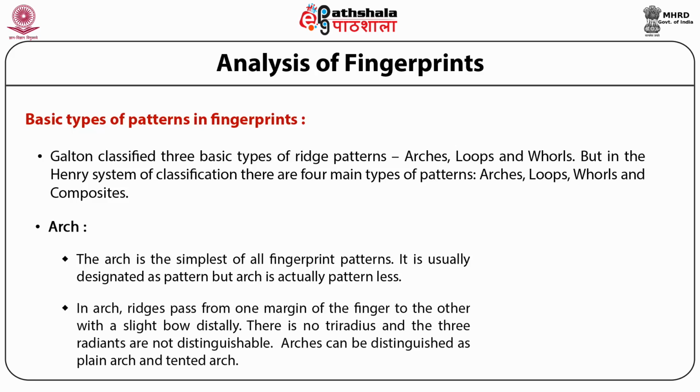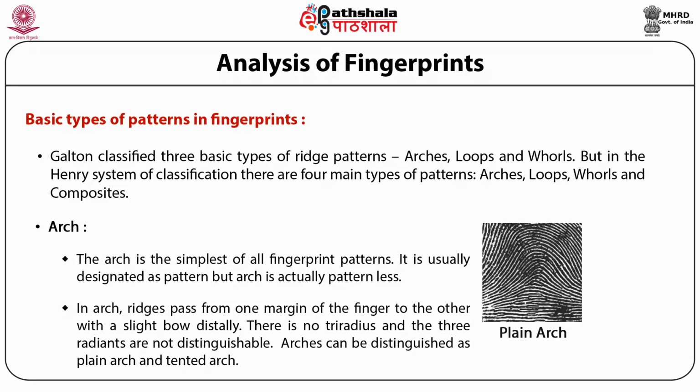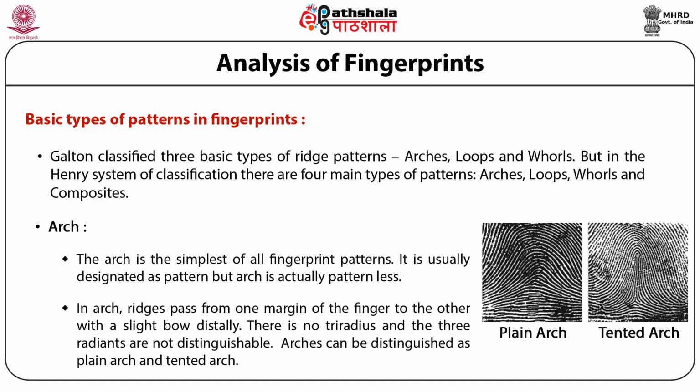In an arch, ridges pass from one margin of the finger to the other with a slight bow distally. There is no tri-radius and the three radiants are not distinguishable. This type is designated as plain arch. An arch can also form a tent-like structure because of elevation of transversely crossing ridges, defined as tented arch, which possesses a tri-radius located in or near the mid-axis of the digit. The figure is showing you plain arch and tented arch.